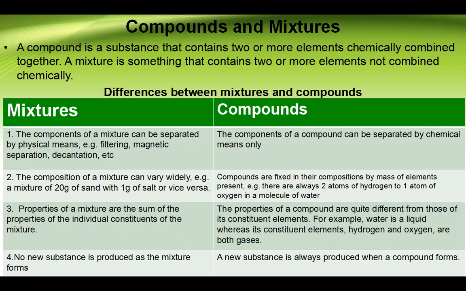And the fourth one says that no new substance is produced as a mixture is formed. So no new substance is produced in a mixture, while in a compound a different new substance is produced after the combination. So those are just a few differences between the mixture and the compound.